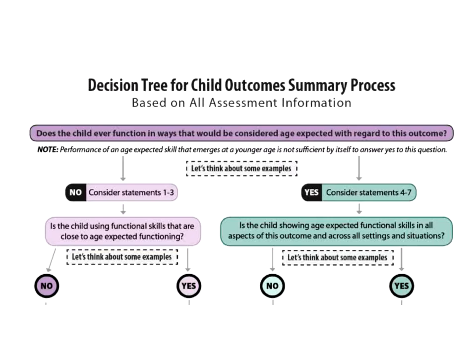The decision tree itself is a visual representation for families and other team members as they discuss the extent to which the child is using age-expected functional skills across all settings and situations. The tree is designed to walk teams through a consistent discussion and decision-making process. After summarizing the information you have about Johnny in a particular area, like children having positive social relationships, you would ask the first question while showing this handout to the family.